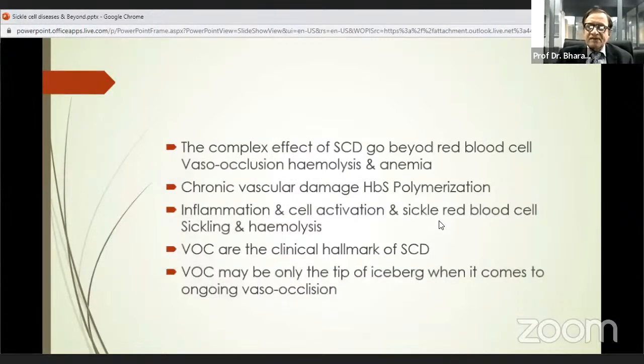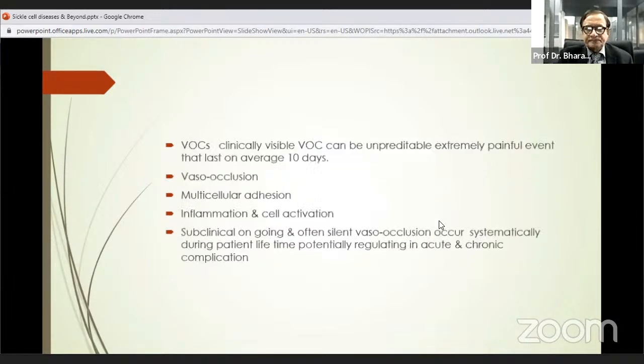So the complex effect of sickle cell disease goes beyond the red blood cells. There's vaso-occlusion, chronic hemolysis and anemia, chronic vascular damage, hemoglobin S polymerization, inflammation and cell activation, and sickling and hemolysis. Vaso-occlusion is a clinical hallmark of sickle cell disease, and VOC may be only the tip of the iceberg when it comes to ongoing vaso-occlusion.